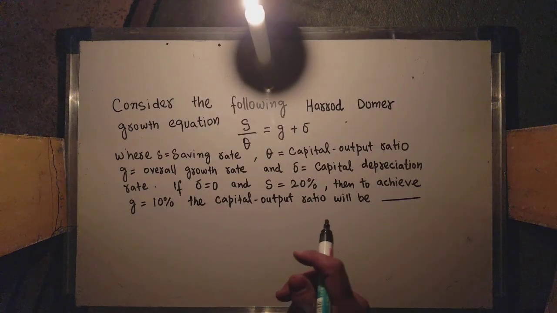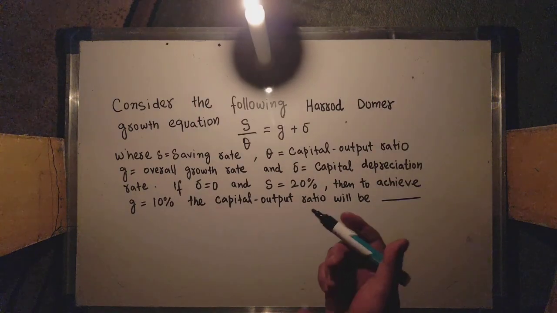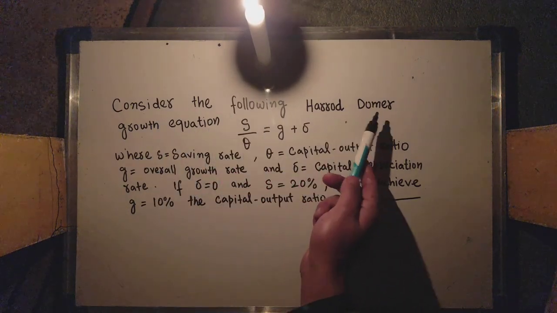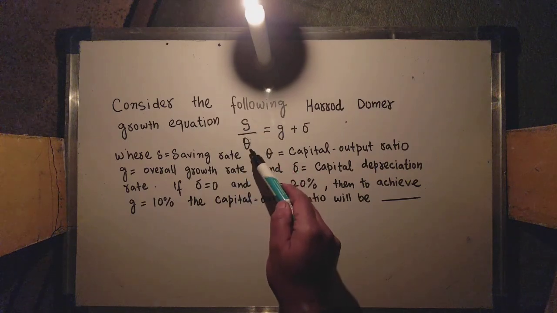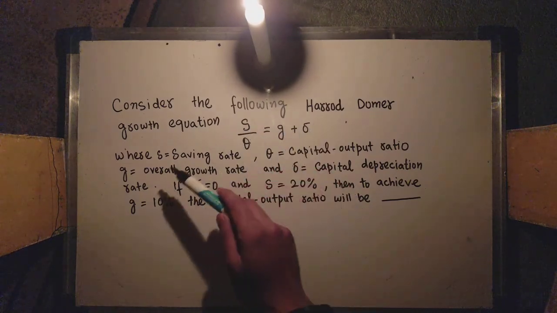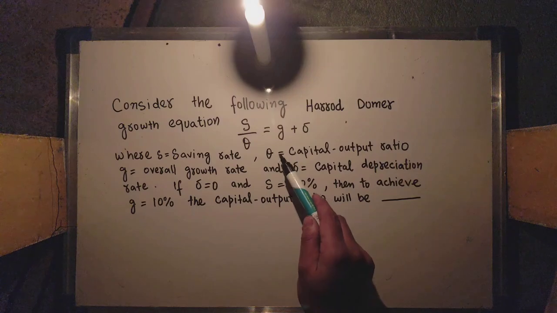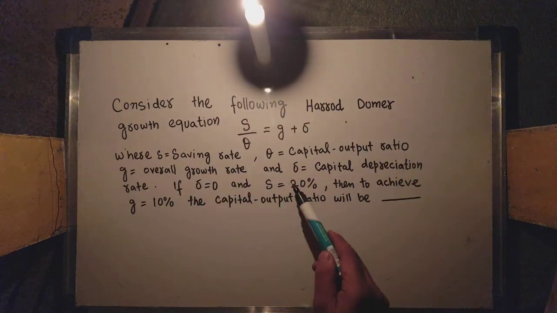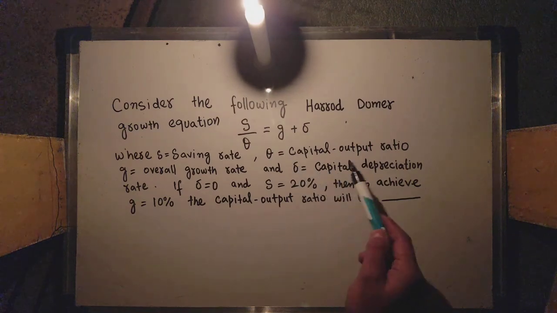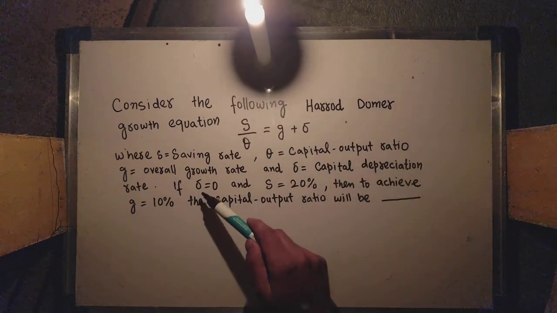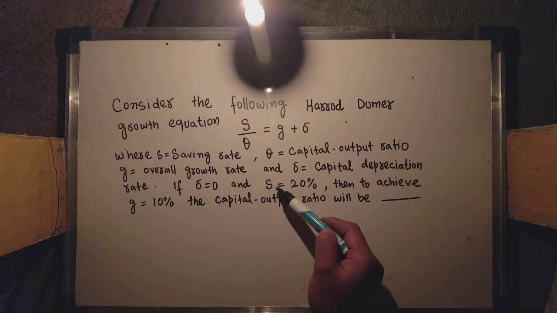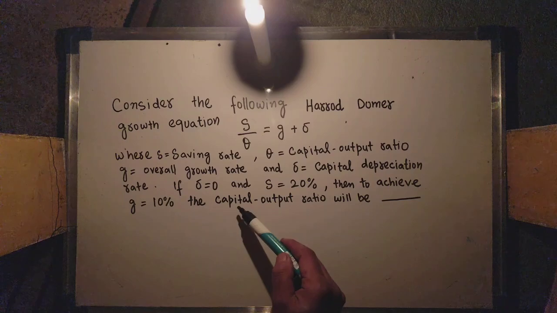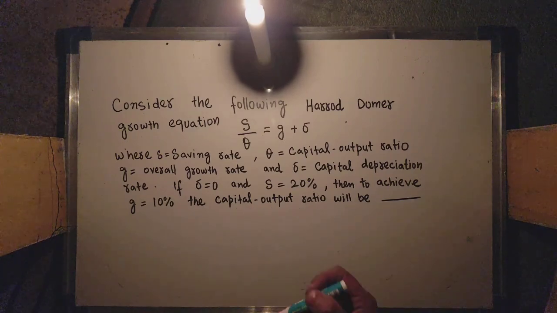In this video, we will solve the questions asked in the GATE Economics paper of 2025. The question is, consider the following Harrod-Domar growth equation, that is S upon theta is equal to G plus delta, where S denotes the savings rate, theta denotes the capital output ratio, G is the overall growth rate, and delta denotes the capital depreciation rate. If depreciation is equal to 0 and the savings rate in the economy is 20%, then to achieve a growth rate of 10%, what will the capital output ratio be?